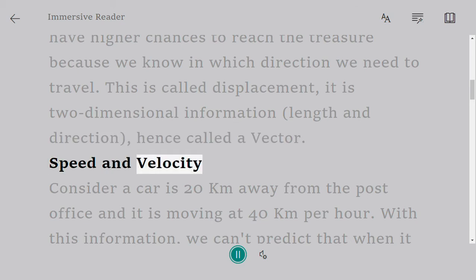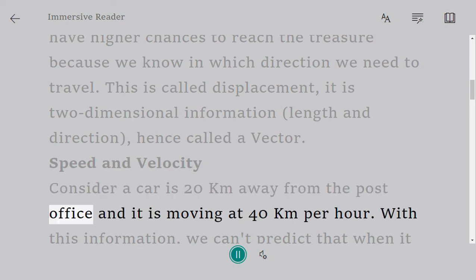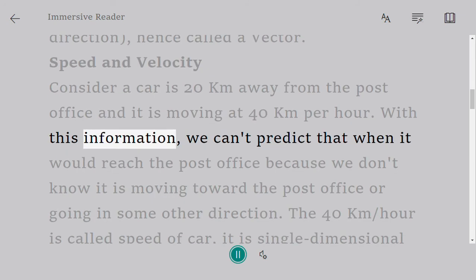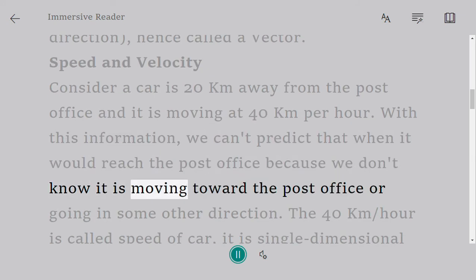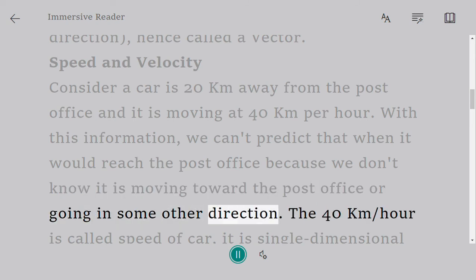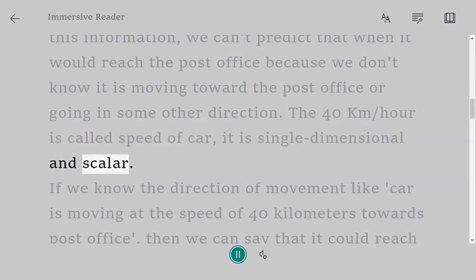Speed and velocity. Consider a car is 20 kilometers away from the post office and it is moving at 40 kilometers per hour. With this information, we can't predict when it would reach the post office because we don't know if it is moving toward the post office or going in some other direction. The 40 kilometers per hour is called the speed of the car. It is single-dimensional and scalar.